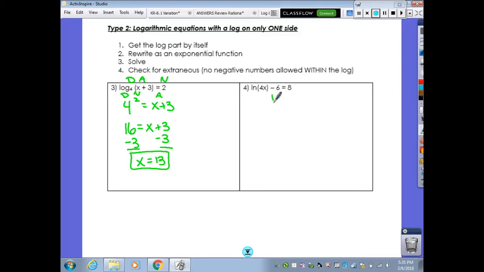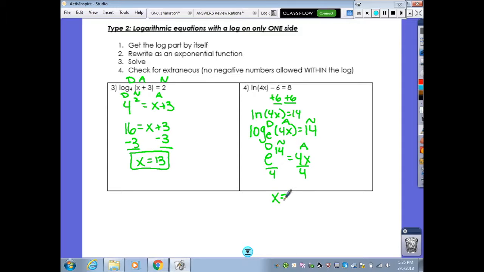And the next one. First we need to add 6 to both sides. And now we have ln of 4x is equal to 14. Now we know ln is the same thing as log base e of 4x, which is equal to 14. We can rewrite this as e to the 14th equals 4x, because this is our DNA. And now we can solve. Divide both sides by 4. We get as our final answer x is equal to e to the 14th over 4.